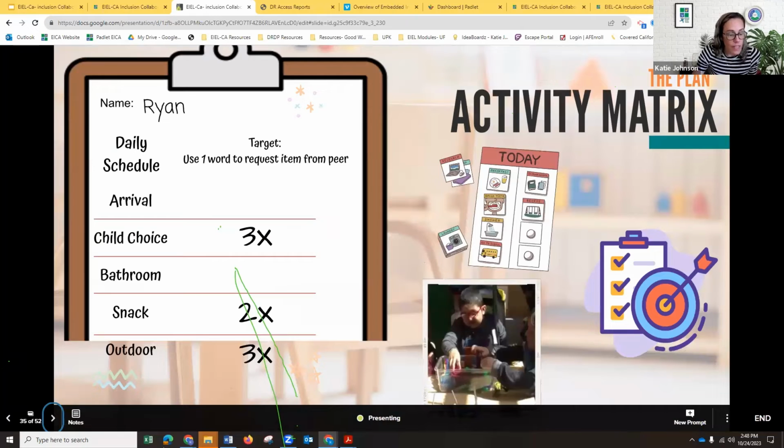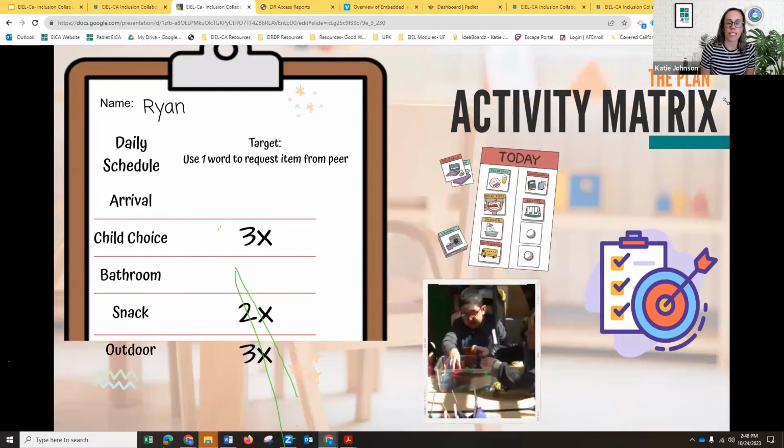Now, this is just bugging me that my slides are not showing up as they should on Pear Deck, but I'm being flexible with that as we're learning new technology and things.